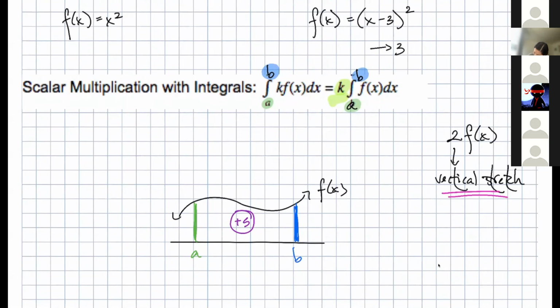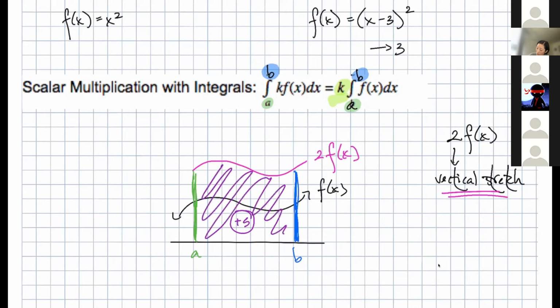make it twice as tall. Okay, so it makes every y value, this is 2f of x, twice as tall. Turns out, if you keep the bounds the same, now there's going to be twice as much area here, and it will be 2 times 5 or 10.